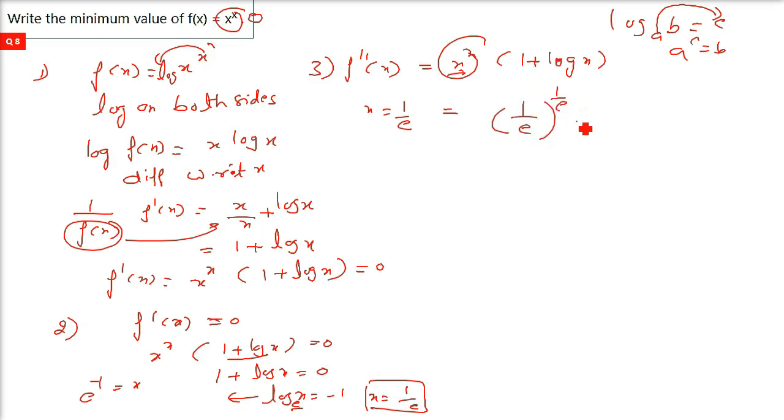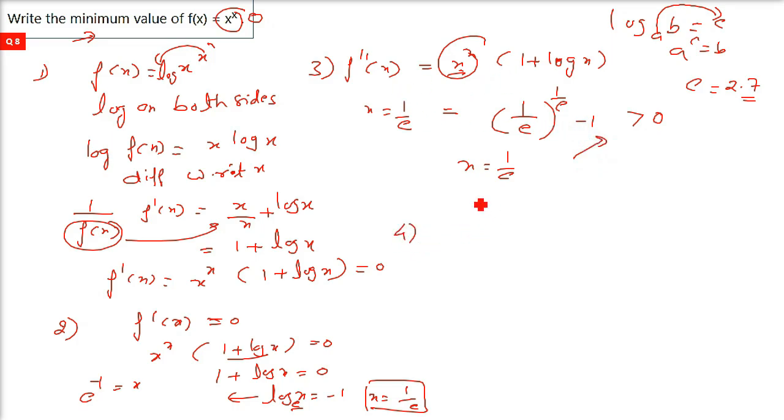So whatever is going to come, it's 1 by e minus 1. e is a constant value, it's 2.7 something. So it's greater than 0, because you can fit in the value and find it out. It will be greater than 0, and that is pointing to a minimum value. So x is equal to 1 by e here.